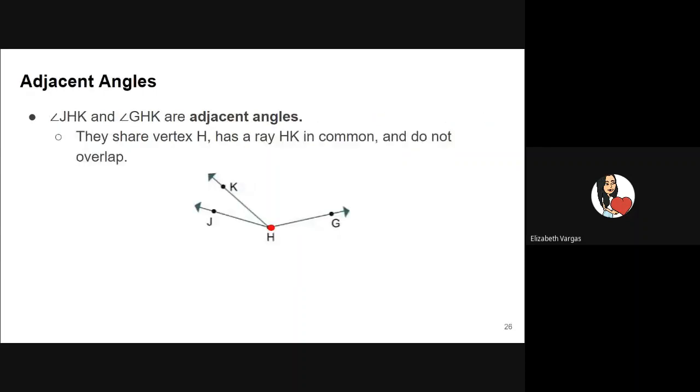The next thing we're going to look at is an adjacent angle. What is an adjacent angle? Well, as you can see here, it is saying that JHK and GHK are adjacent angles. And so what does that mean? Well, it means that they share a common vertex and have a common ray. Their common vertex would be H, and their common ray would be HK. And so they are adjacent because they are right next to each other, as well as sharing that common vertex and a common ray. So adjacent angles are angles that are right next to each other that share a common vertex and a common ray.